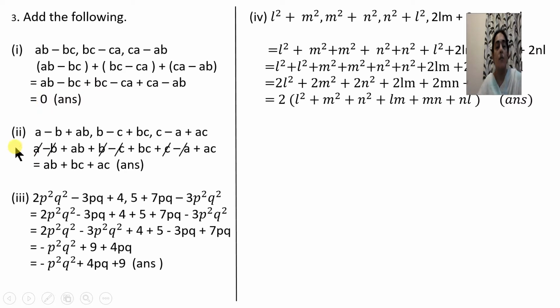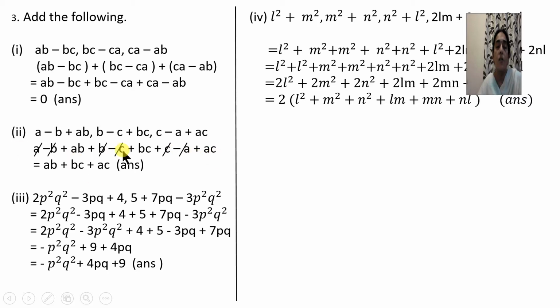Second one: A minus B, plus AB, plus B minus C, plus BC, plus C minus A, plus AC. I am adding all these terms. I am removing the comma mark, and in between I am writing the plus sign. So A minus B plus AB plus B minus C plus BC plus C minus A plus AC.